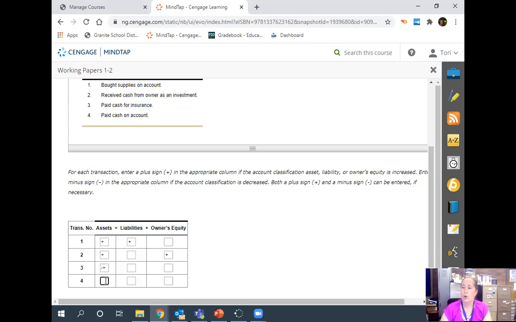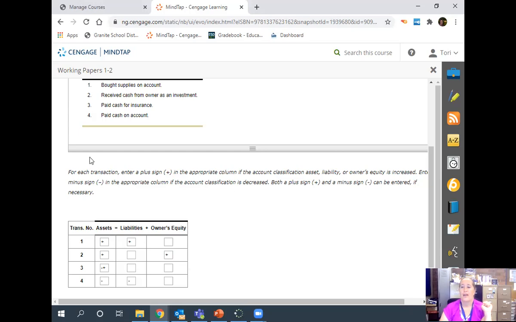Last one, number 4, I paid cash on an account. So right there, I paid cash. So I'm subtracting my cash. And I paid it on an account. Remember, on an account means it's a loan. So I am going to be decreasing my loan.